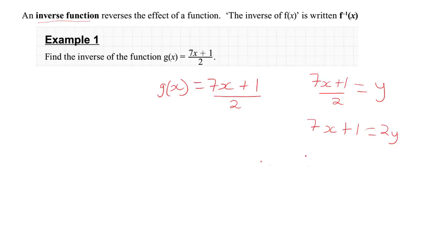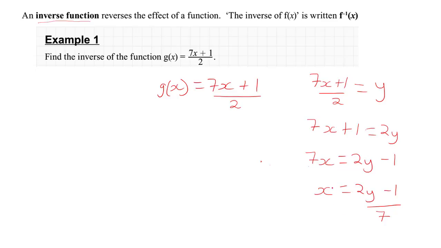Okay. Now this 2y, you can then do the opposite, take away 1 from it. So I've got 7x equals 2y minus 1. Okay, so doing the opposite, the last thing I need to do is divide by 7. So I've got 2y minus 1 all divided by 7. So this now becomes the inverse function.